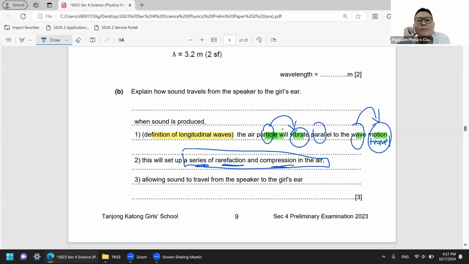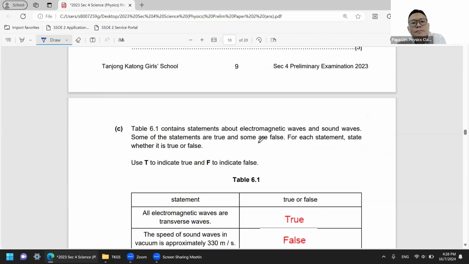Remember, when we're looking at how sound is produced, how I hear a sound, how sound travels from point A to point B, the answer is quite standard. You start with the definition of longitudinal wave, and after that you follow it through with a statement to say that a series of rarefaction and compression is being set up. This is quite a standard question that most examiners like to ask, so it's good to take note of.